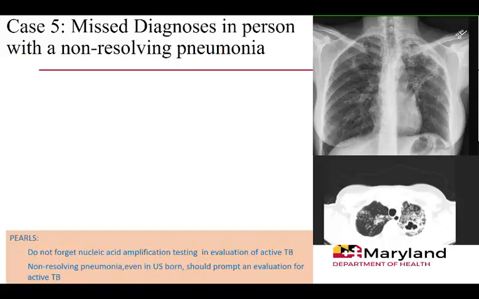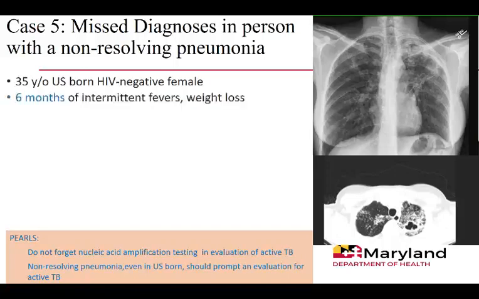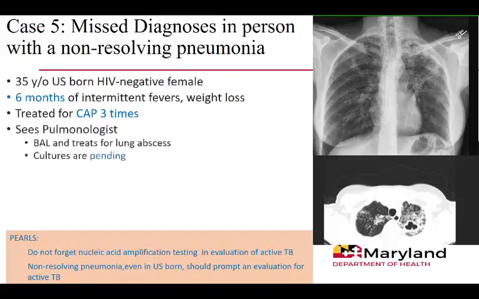I'd like to additionally share another case in which tuberculosis diagnosis was missed and delayed. Here I show chest imaging from a 35-year-old US-born HIV-negative female who presented with 6 months of intermittent fever and weight loss. She was treated for community-acquired pneumonia 3 separate times. She was eventually referred to a pulmonologist who performed a bronchoalveolar lavage, or BAL, and was given treatment for a bacterial lung abscess with cultures pending.